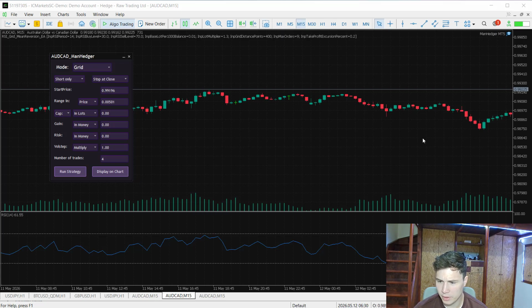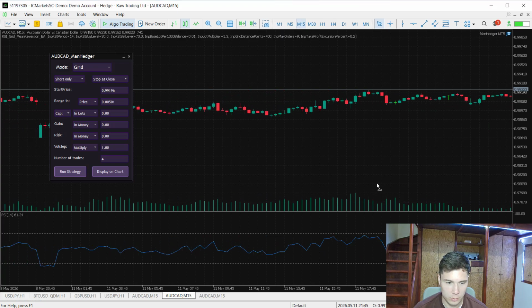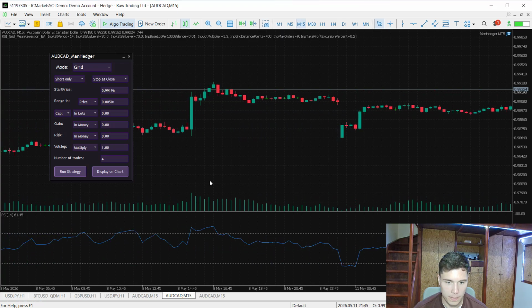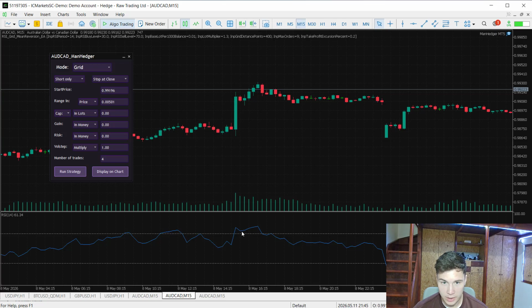The idea is very simple. We are going to trade a mean reverting pair, such as the old CAD, for example, and we are going to buy whenever the RSI is oversold and sell whenever the RSI is overbought. But we are not only going to do that, we are also using the power of grid. How we're going to do it is the following.